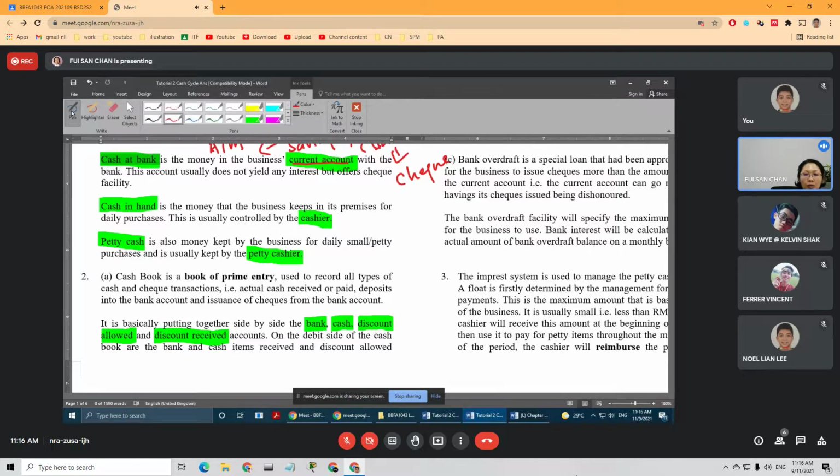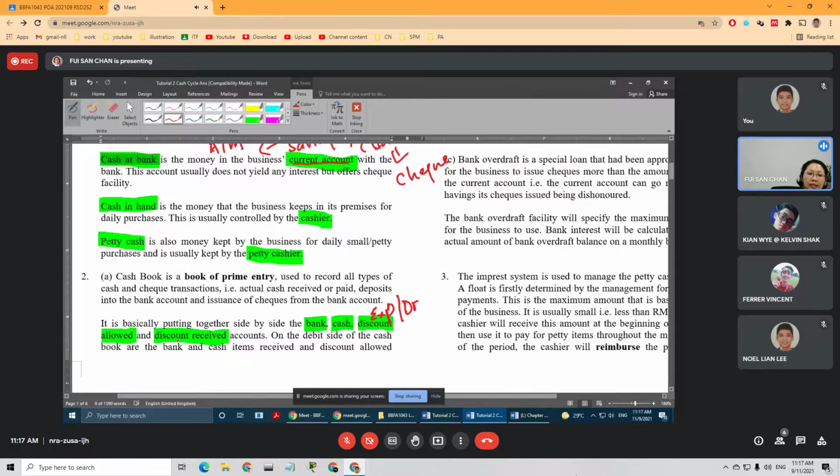Before you answer, what's the difference between discount allowed and discount received? Discount allowed is when you give your customer a discount. That is your cost, in other words an expense. So discount allowed is an expense. If it's an expense, it's a debit.